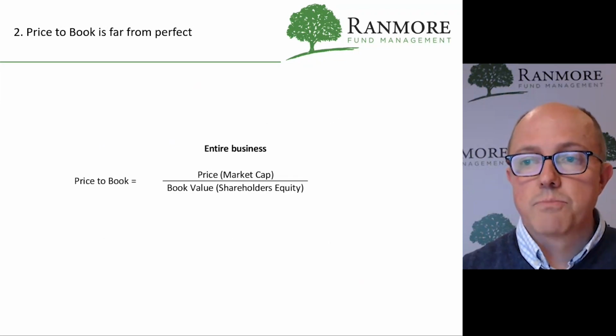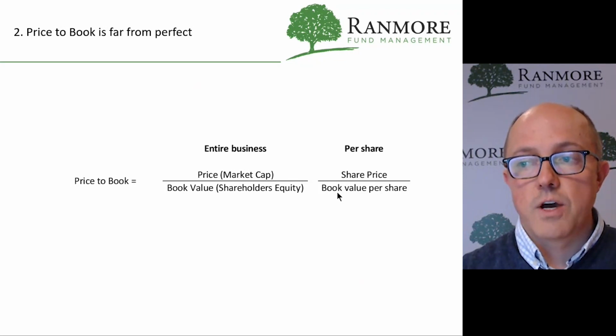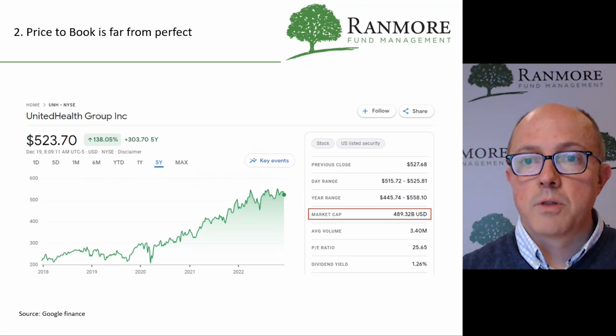Now let's calculate price to book. How's that calculated? Well, for the entire business, you take the market cap, which is all the shares multiplied by the price, and you divide that by the shareholders' equity, which is book value, which we saw a second ago. Or you can look at it per share, which is one share's price divided by the book value attributable to each share. And so let's just work through an example here.